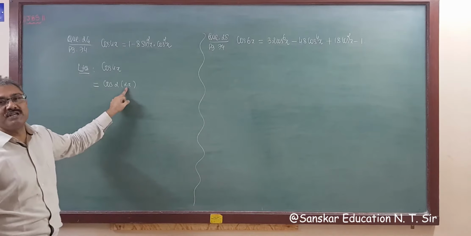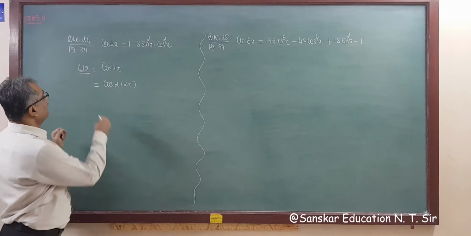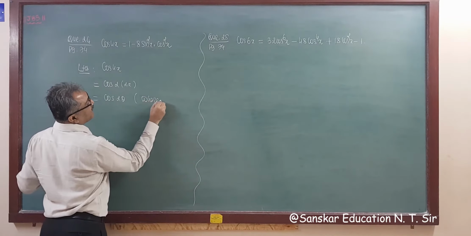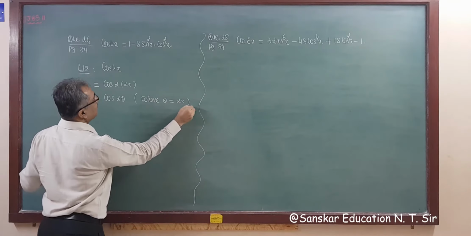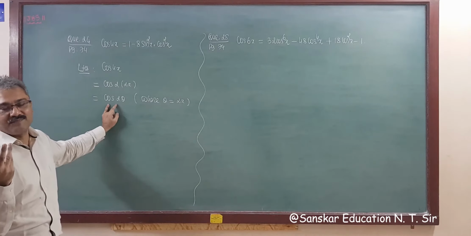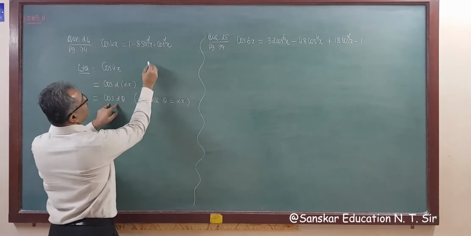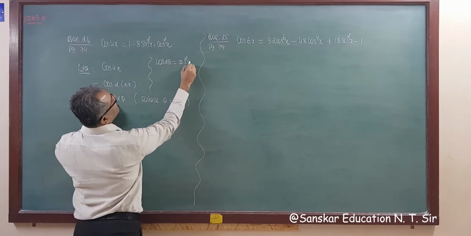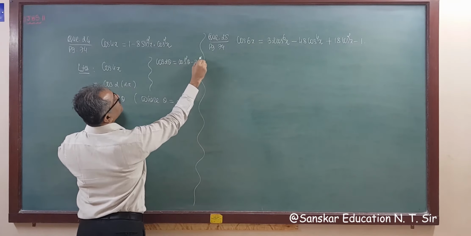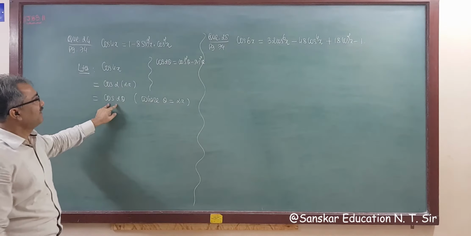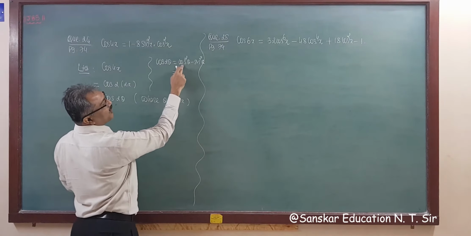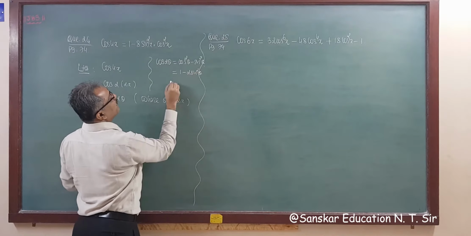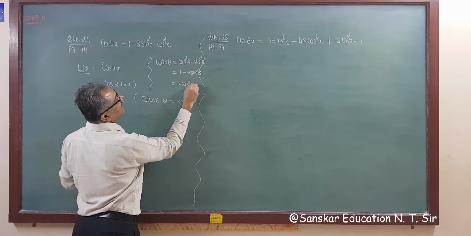If we take twice x as theta, then this will be cos 2 theta, where theta is equal to twice x. Now we have three formulas for cos 2 theta. One is cos square theta minus sin square theta. If we change cos into sin, then 1 minus 2 sin square theta, and if we change sin into cos, then 2 cos square theta minus 1. These are the formulas.